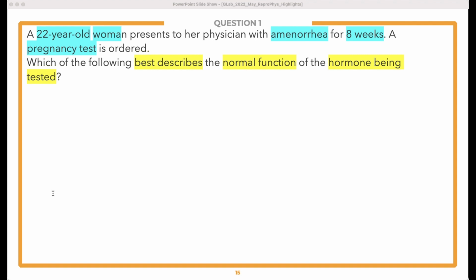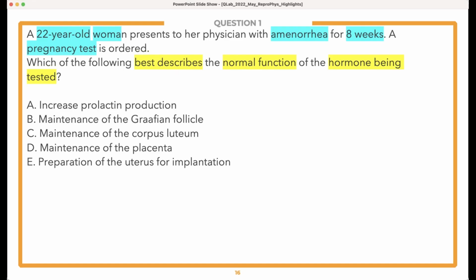So again, a very short question, getting right to the point, and this question is asking us about the normal function of the hormone being tested and what best describes that normal function. So I think we've got a couple steps here. One, we've got to figure out what is the hormone that's being tested? And then two, what is the normal function of that hormone? So I think we've got a nice two-step question here. So let's go ahead and take a look at those answer choices, and let's see what we're working with. Once again, we are going to start at the bottom and work our way up to the top.